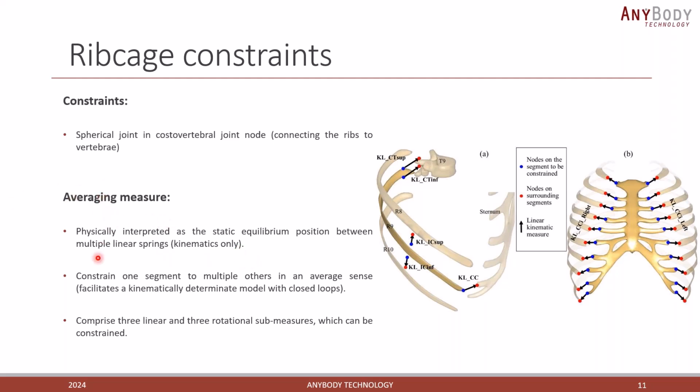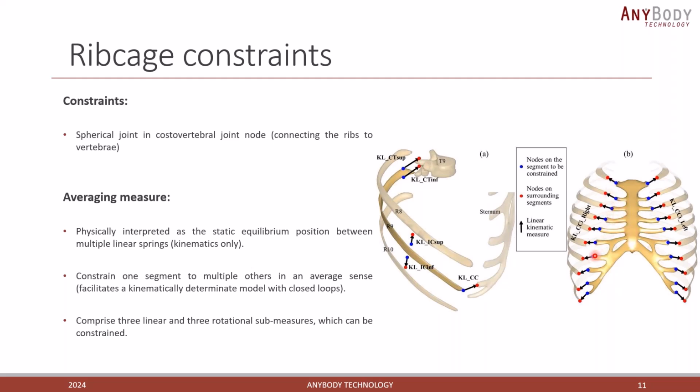And with this averaging measure, you can constrain a segment to multiple others in an average sense. So this can help a lot in these mechanisms that have closed loops. And then this measure comprises 3 linear and 3 rotational submeasures, which we can constrain. So let's have an example here. Let's start with the sternum at the right side. So let's say we want to constrain the sternum, and it has 6 degrees of freedom.